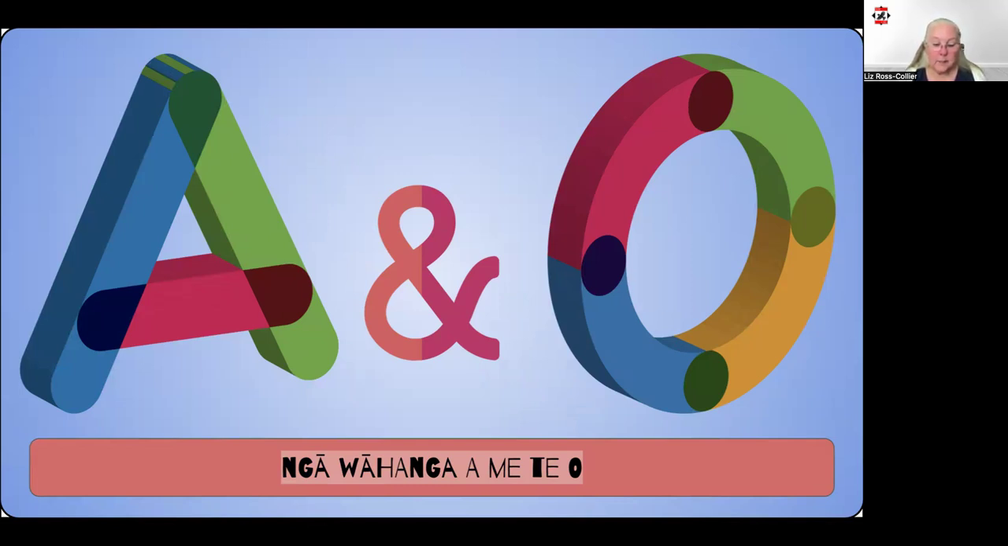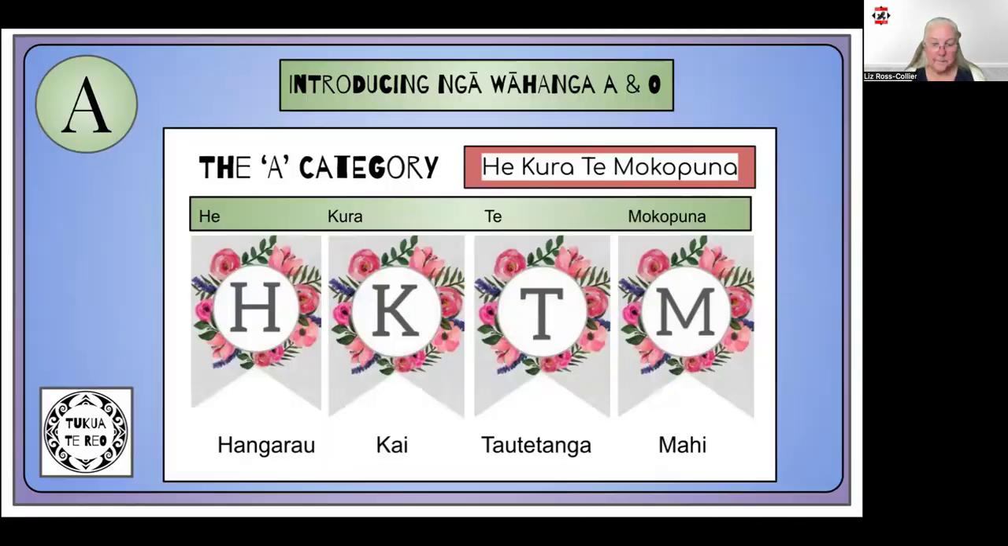The A and O categories relate to things where there is ownership, possession, responsibility for something, or relationships. We use them when we're saying words like tāku, tōku, tāna, tōna, relating to things that are mine, his, hers, or yours. Let's get started. Let's unpack which items belong in each of the categories. We'll start with the A category.